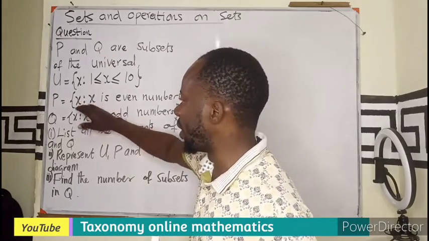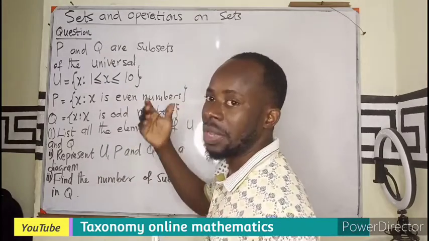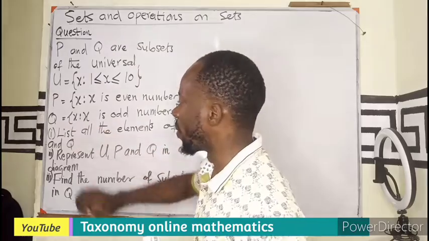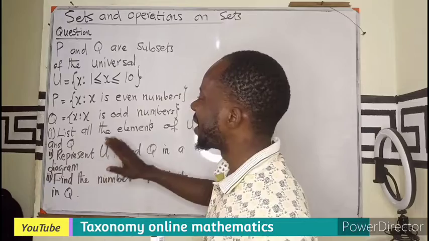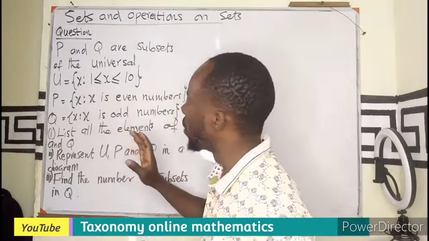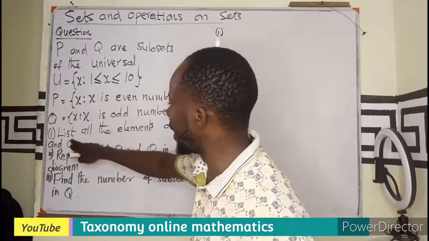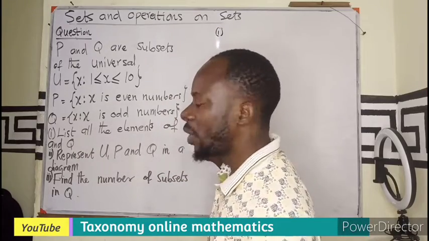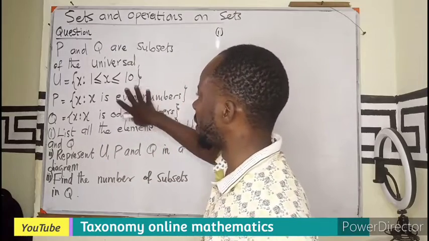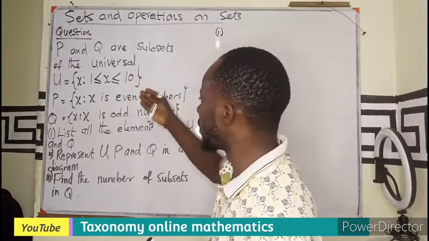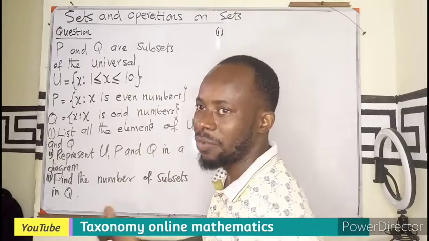The elements of P are the set of X such that X is an even number. Then Q is the set of X such that X is an odd number. What are we to do? First of all, we are to list all the elements of the sets U, P, and Q. So this is just stating the property. This is set builder notation, in the stating property form.